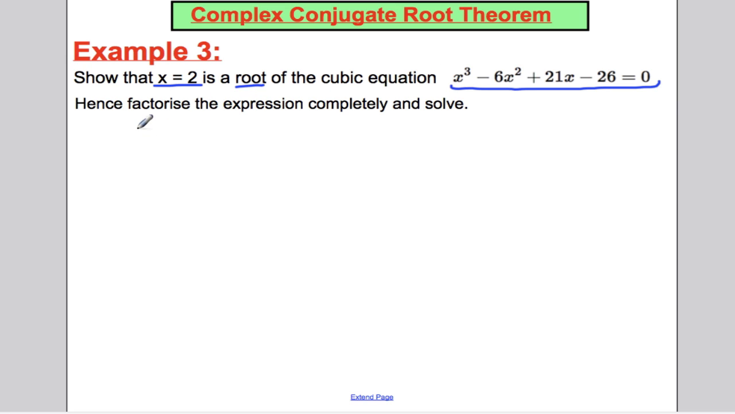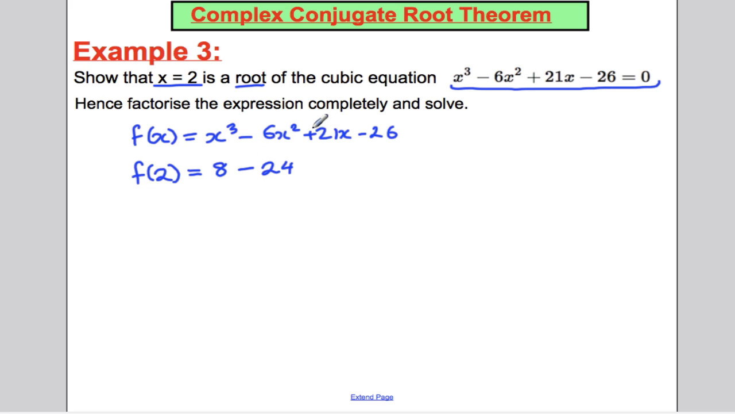The first thing I'm going to do is call this polynomial f of x. I'm going to say f of x is equal to x cubed minus 6x squared plus 21x subtract 26. Now, by the factor theorem, if 2 is a root, then I know f of 2, if I put 2 into this equation, I must get 0, for 2 to be a root. So let's check that's true. 2 cubed is 8, subtract 6 times 4 is 24, add 21 times 2, which is 42, and then subtract 26.